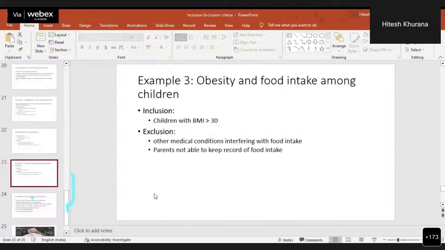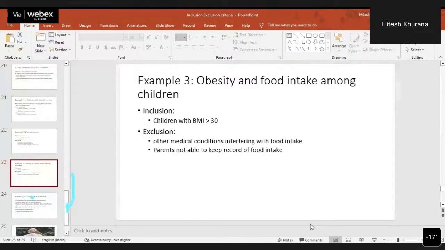Similarly, this example: obesity and food intake among children. Inclusion: children with BMI 30. Exclusion: other medical conditions interfering with food intake and parents not able to keep record of the food intake. What is your take about it? The person is having BMI 30 and above. What do you feel about that? Should this person be taken?